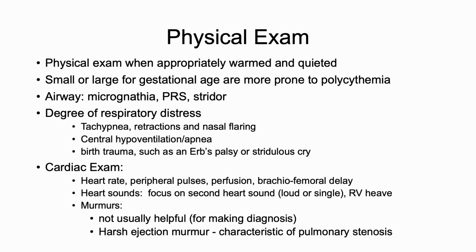The physical exam is appropriately done when the baby is warm and quiet, knowing things like that a baby who's small or large for gestational age is more prone to polycythemia and so more prone to being cyanotic. Looking for any airway issues. We just looked at that long list of possible causes of cyanosis, so making sure that micrognathia, Pierre-Robin syndrome, stridor are not present. Looking at the degree of respiratory distress, tachypnea, retractions, nasal flaring. Is this central hypoventilation? Is there a neurological issue in the background? Is there a concern for a birth trauma, such as an Erb's palsy or a stridulous cry?